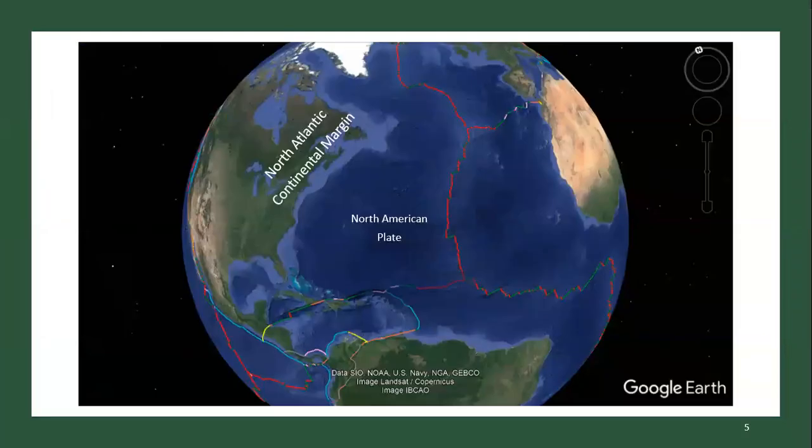The North Atlantic continental margin is part of the North American plate, which is separated from the African and Eurasian plates by the Mid-Atlantic Ridge. Thus, because there is no active plate boundary along the eastern coast of the United States, the transition between oceanic and continental crust lithosphere is considered a passive margin.